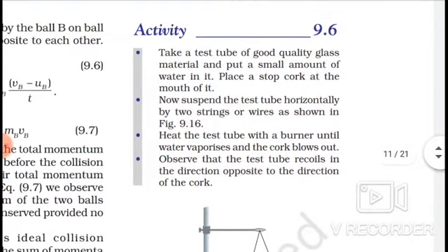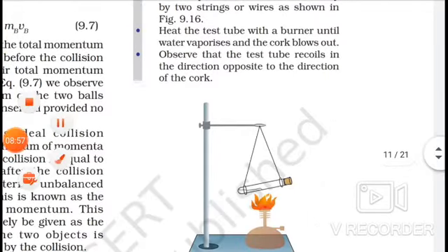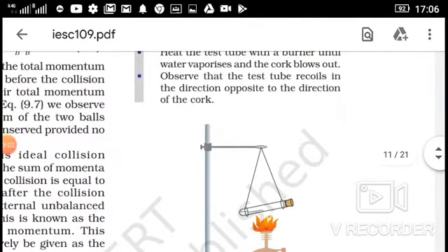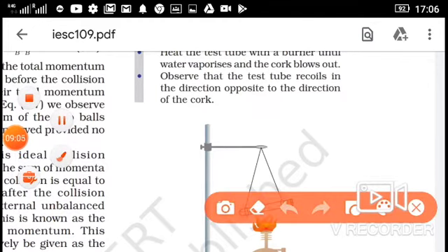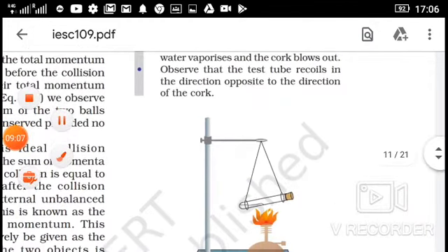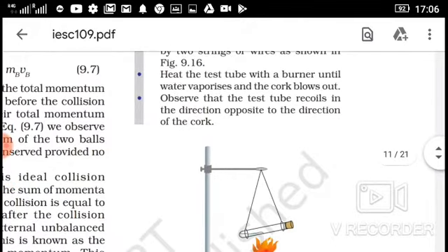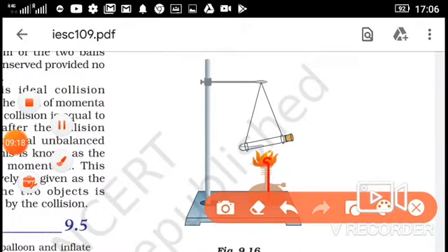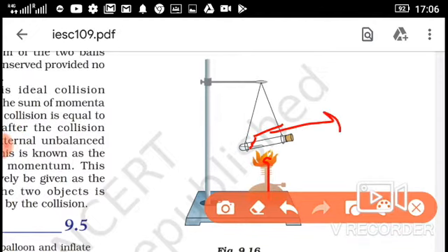Now activity 9.6. Take a test tube of good quality glass material and put a small amount of water in it. Place a stop cork at the mouth of it. You see here, you take a test tube and put water inside it. Then using a cork, you close it. Then heat the test tube with a burner until the water vaporizes and the cork blows out. When you heat it, the water starts evaporating and exerts a force on the cork. Then the cork moves out.